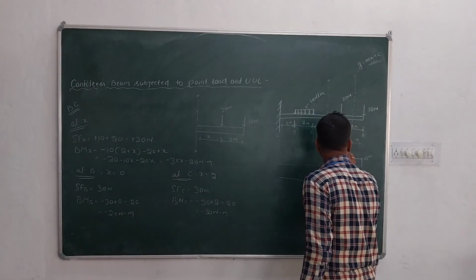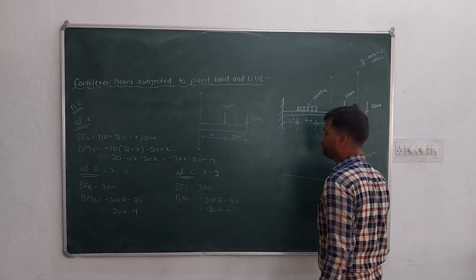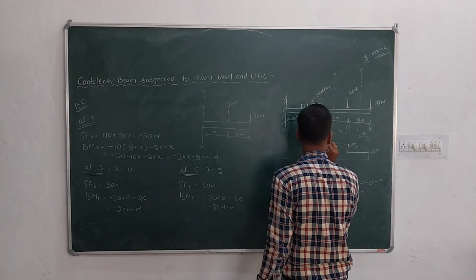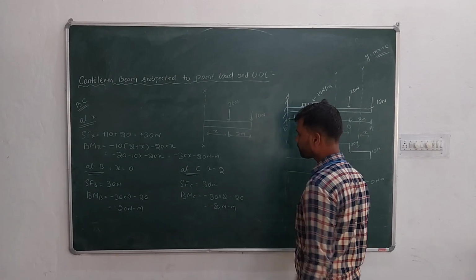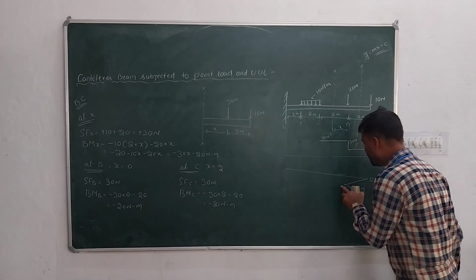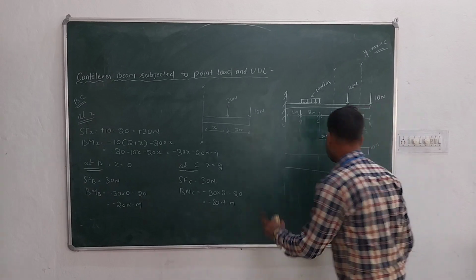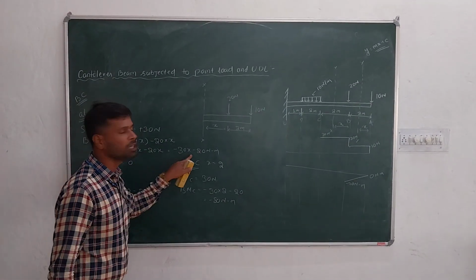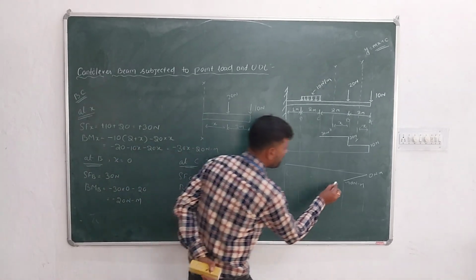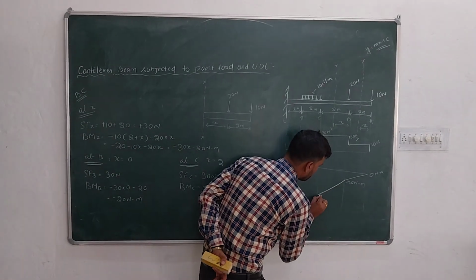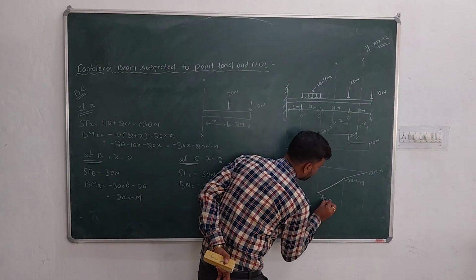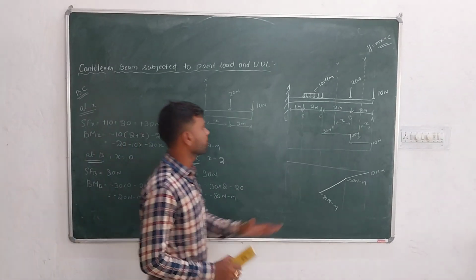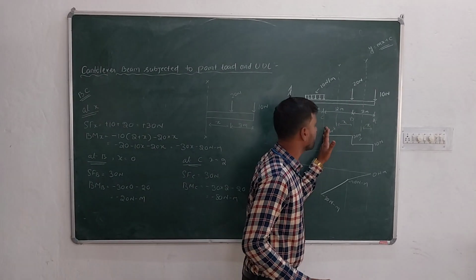Now it will go up to 30 here, 30 Newton. At C also it is 30. So the line will be like this, 30 Newton. Bending moment at B is minus 20. At C is minus 80. Again it will be a straight line because x to the power 1 is there. So simply extend this one up to like this, minus 80 Newton meter. So now we have drawn the shear force and bending moment diagram up to this.